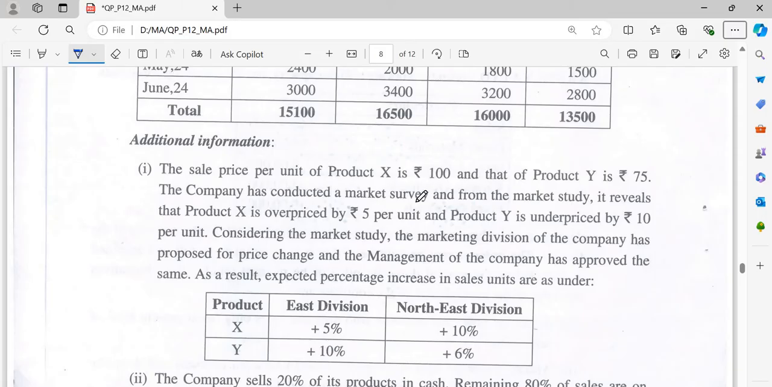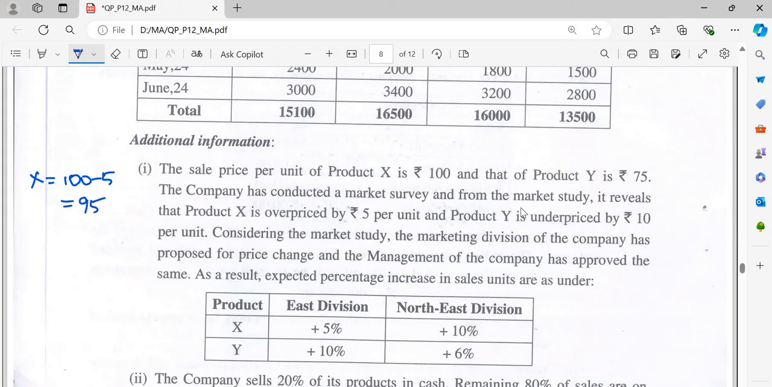So budgeted sales units from Jan to June they have given. So product X East division and North East division for 6 months they have given that quantity, and for product Y also same. So additional information: sales price per unit of product X is 100 rupees and that of product Y is 75. The company has conducted a market survey, and from the market survey product X is overpriced by 5 rupees per unit and Y is underpriced by 10 per unit. So considering this, the marketing division of the company has proposed a price range. So here the company has approved the same for this price range. So for product X, we will be reducing 100 minus 5 rupees. That means the new selling price will be 95 rupees.